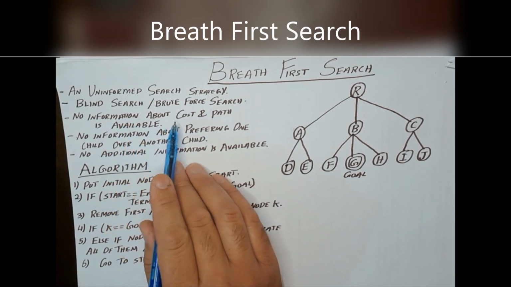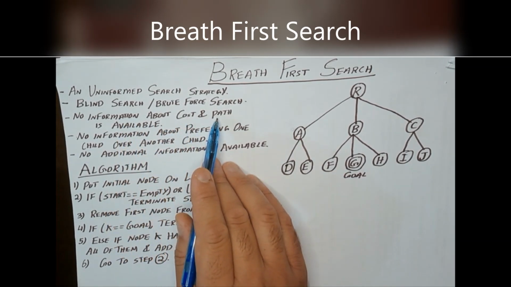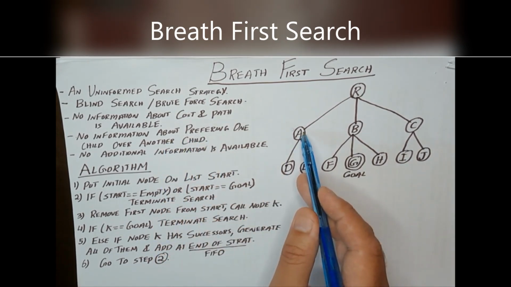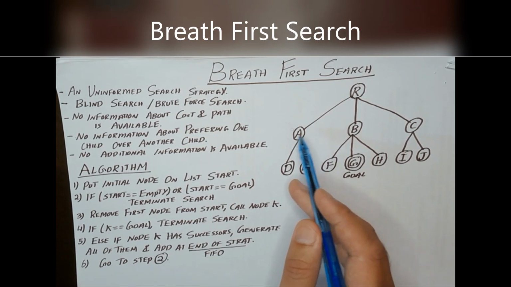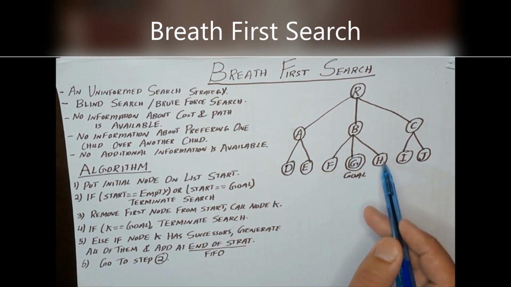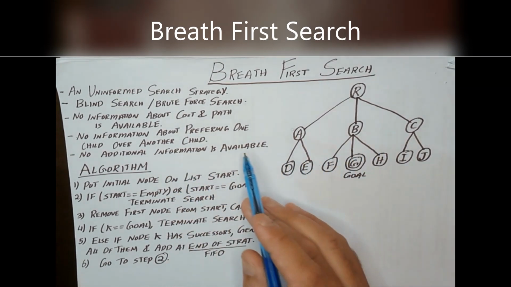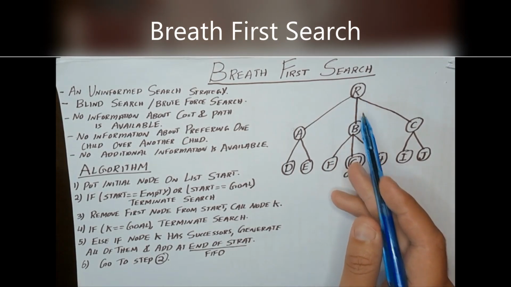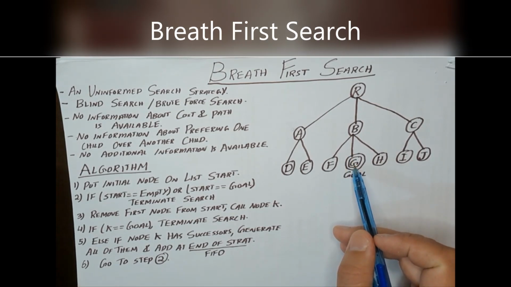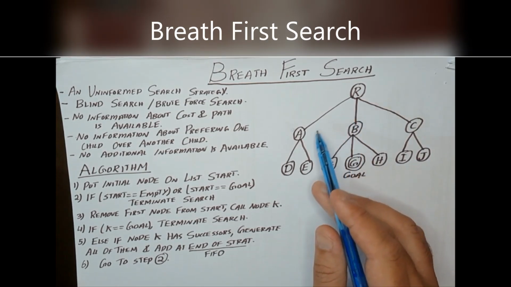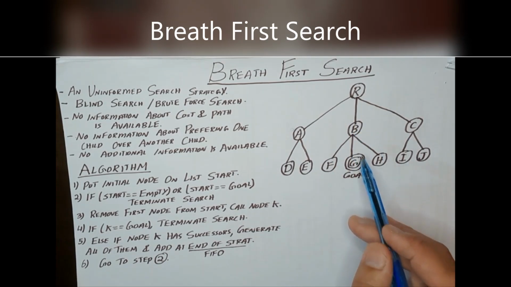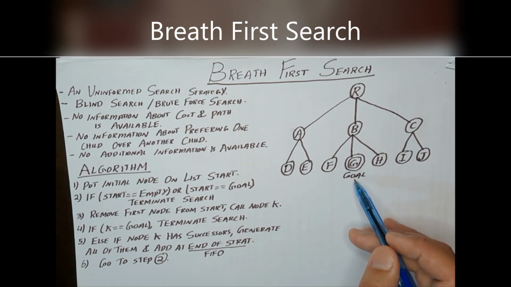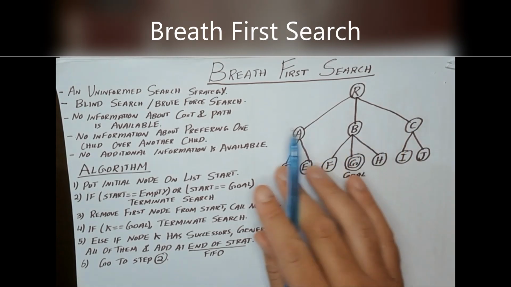Here we don't have information about cost and path. Also, we don't have information about preferring one child node over another. And here we cannot add any additional information. Overall it means that we are just provided with the information about the start node, our root node, and about the goal. We don't know which path we should follow to reach our goal, which nodes we should access to efficiently reach our goal. That is why it is called a blind search.